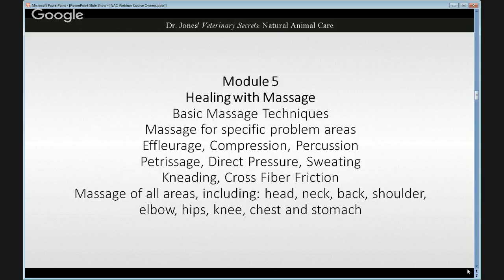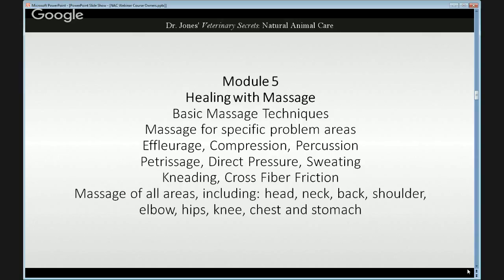Module 5, healing with massage. All of us are aware of massage. Many pet owners themselves have had therapeutic massage, gone to an RMT. And it's much more than just petting your dog or cat. There's a number of different basic massage techniques, and this is therapeutic massage.